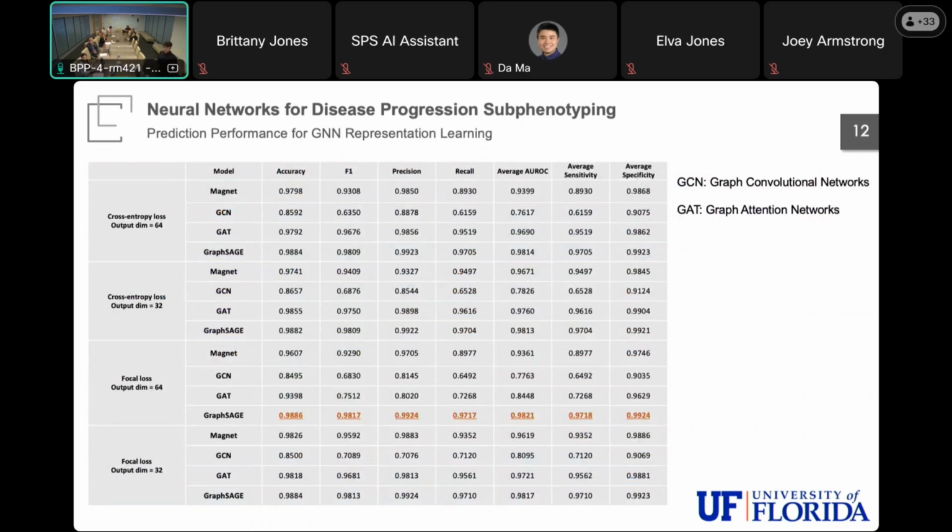The first experiment is to identify which graph neural network is best for this representation learning task. We tried different graph neural networks, including MagNet, graph convolutional networks, graph attention networks, and GraphSAGE, with different settings. We can see that GAT, MagNet and GraphSAGE showed comparable performance, but GraphSAGE is the best one, with the setting of focal loss and dimensionality set to 64. So we picked GraphSAGE as the core model of our framework.